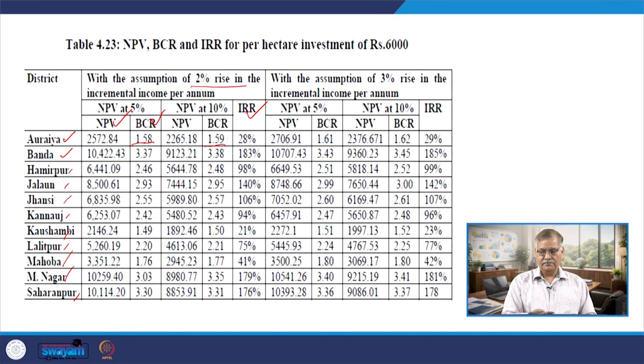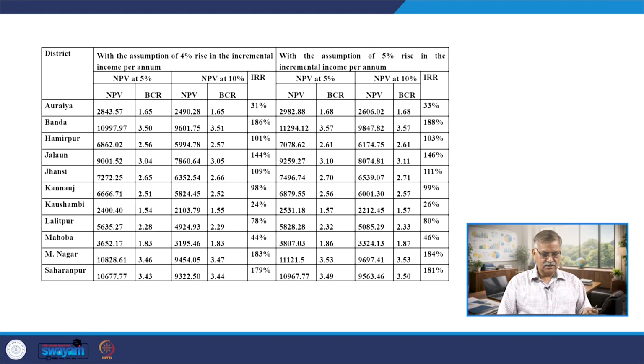Then we also prepare the cost benefit ratio if agriculture grows at the rate of 3% per annum, then the output will increase, and that will also affect the cost benefit ratio and IRR. So IRR also depends upon how much is the incremental growth in the income of the farmers. This is in continuation of the same.